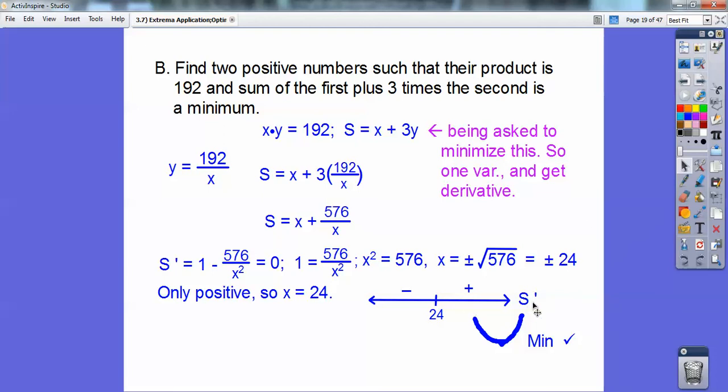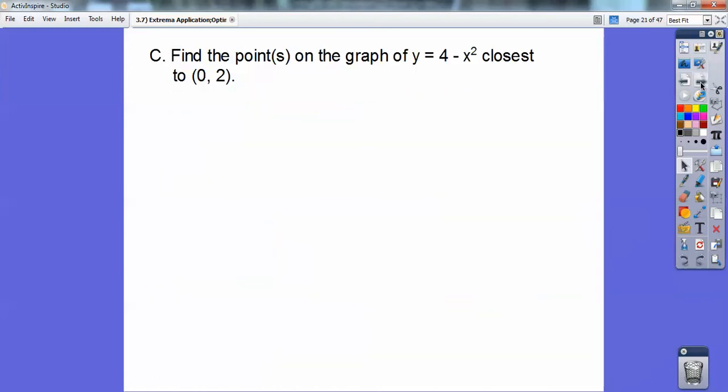Always test with your S prime, so I'm going to test it right here. 1 minus 576 over x squared. So test a number on the left of 24 and a number on the right, and then make sure it does answer the question. So it is a minimum right there. Most of the time it is what it's asking, but sometimes it's not. And then don't forget it says find two numbers. So if one number is 24, then 192 divided by 24 gets me 8. Okay, easy enough, right? They're not all that easy.